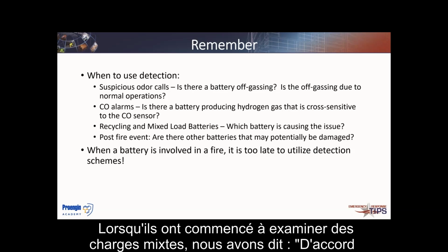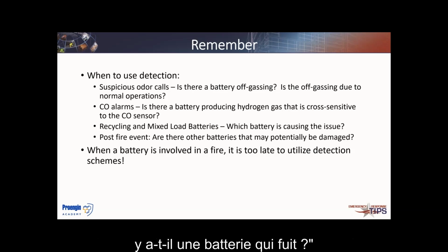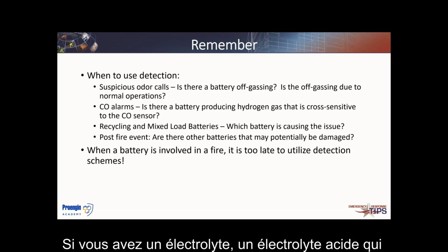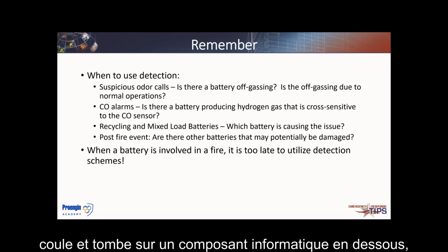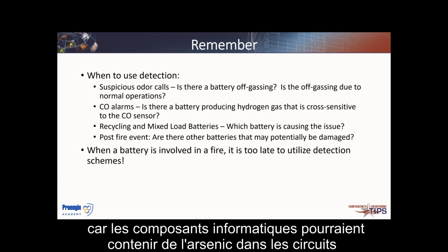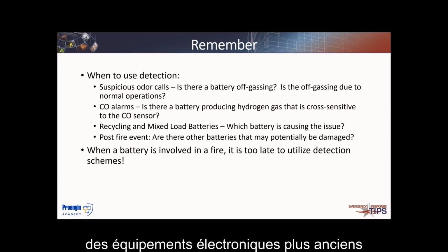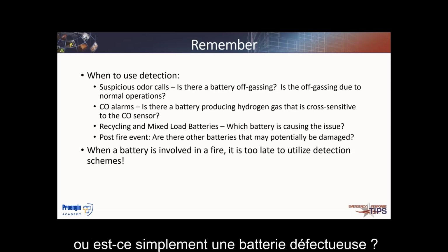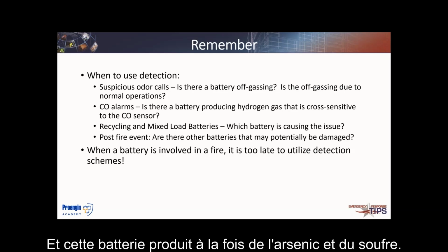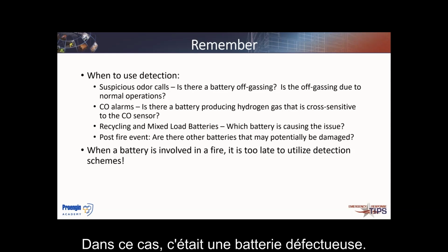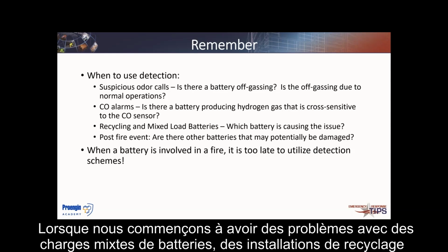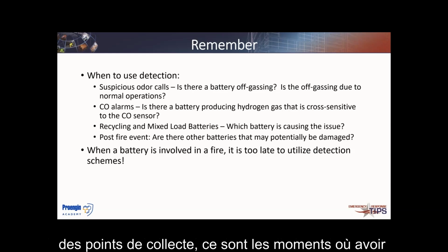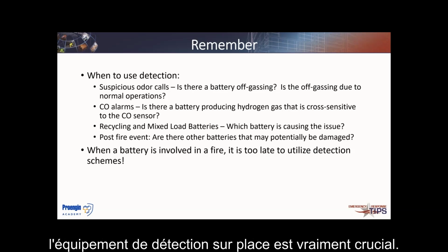When they started going through and looking at mixed loads, we asked: is there a battery that's dripping? If an acid electrolyte is dripping out onto a computer component below, that component could have arsenic in the circuitry of older electronic equipment. Or is it just a bad battery that is producing both the arsenic and the sulfur? In this case, it was a bad battery. So with mixed loads of batteries at recycling facilities and collection points, having detection equipment there is really critical.